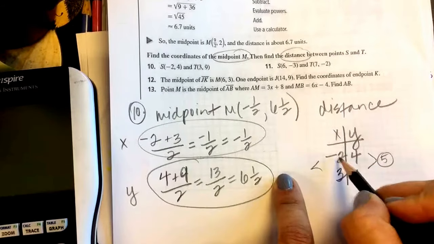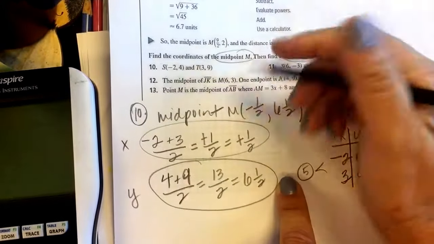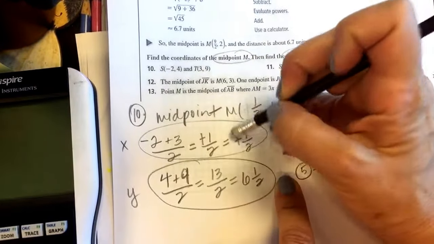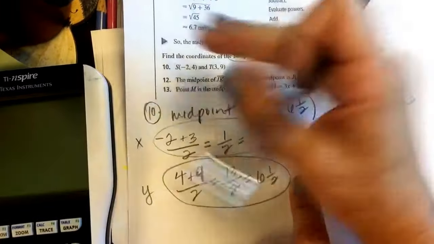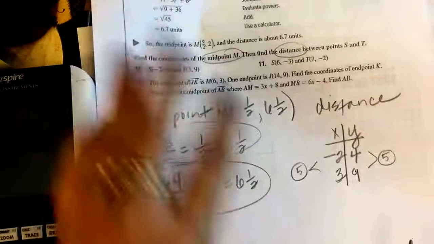What's up, Kaylee? How'd you get negative 1/2? It should be positive. You're right, that should be positive. My bad. Negative 2 plus 3 is positive 1. Yeah, there you go. Sorry about that. Now I'm over here on my distance. Good eye.